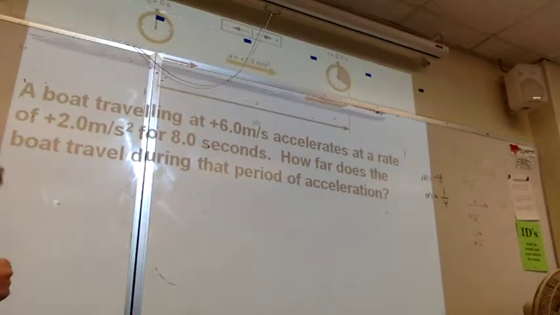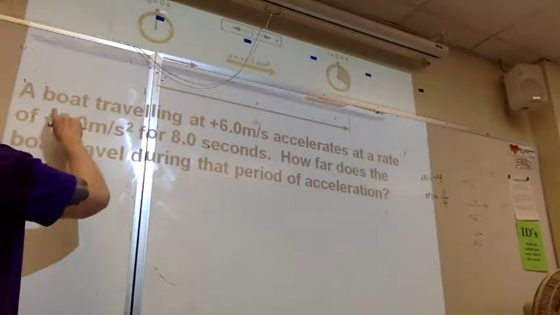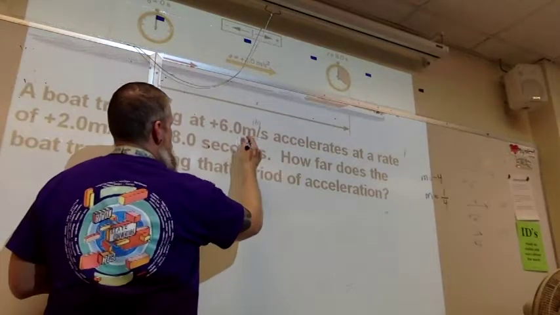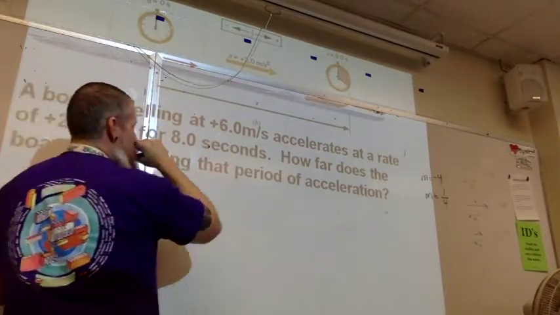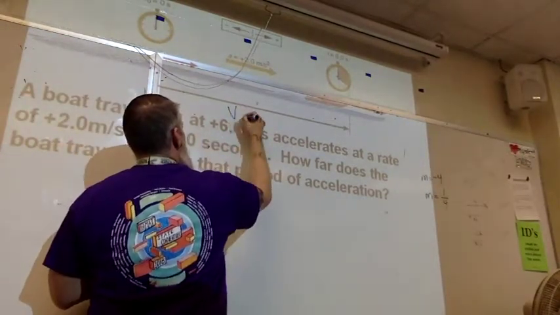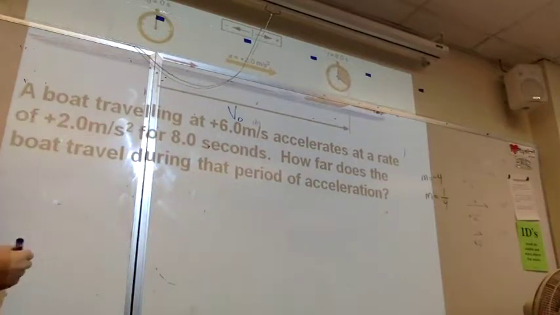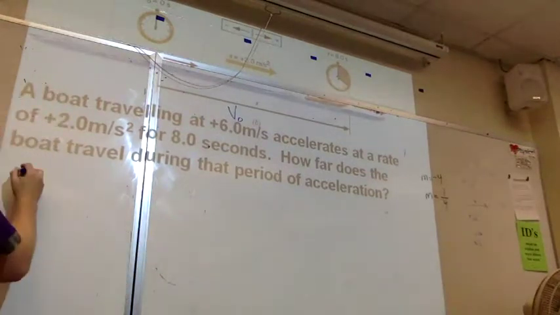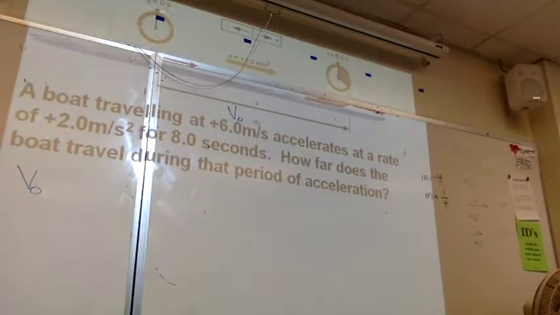All right, so if I just start at the beginning, this is saying a boat's traveling at 6 meters per second. So if it's already traveling at 6 meters per second, that's telling me that is my initial velocity. So I know I can write that off to the side. I've got that given to me. Okay? So that means the equation that I pick out of those 4 equations has to have that variable in there. So if there's one that doesn't have that in there, then you can just eliminate it.